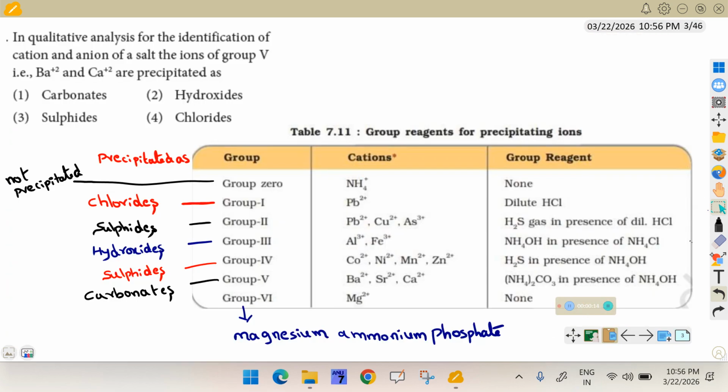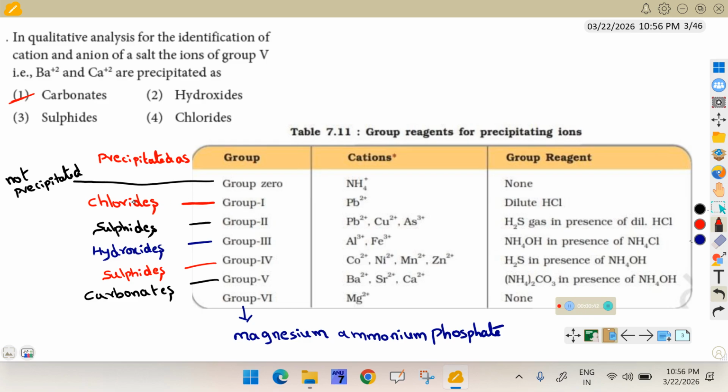In qualitative analysis, for the identification of cation and anion of a salt, group 5 ions, Ba2+ and Ca2+, are precipitated as carbonates. Group 0 precipitation is not possible.